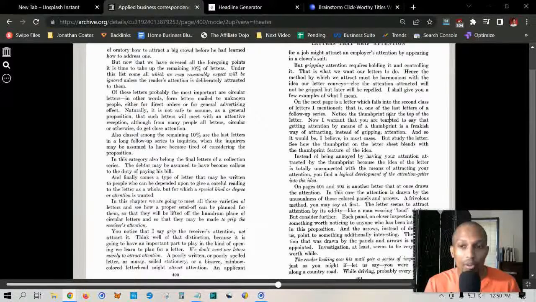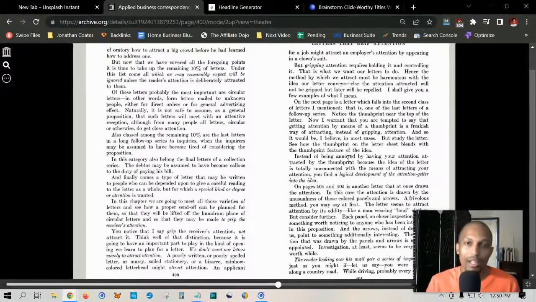Notice the thumbprint near the top of the letter. You might be tempted to say that getting attention by means of a thumbprint is a freakish way of attracting instead of gripping attention. And so it would be, in most cases. But study this letter, because we're going to see how the thumbprint on the letter sheet blends with the thumbprint feature of the idea.